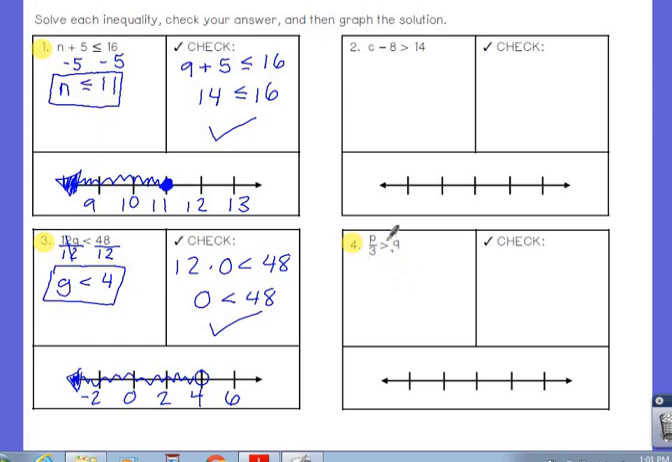So number 4, what operation is currently going on? Division. The opposite of division is? Multiplication. So I'm going to multiply both sides by 3. I get the variable left. Bring down my inequality sign. What is 9 times 3? 27. All right, so that is my solution. Any number that's larger than 27, I can pick.